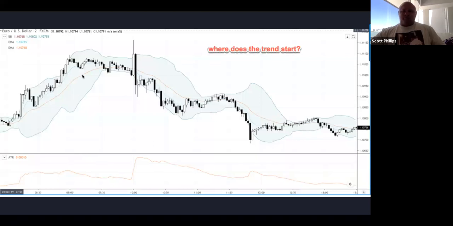So let's look at this one. So where does the trend start? Where can we be sure that we're not just going to go back up here and we're actually going down? What do you think?